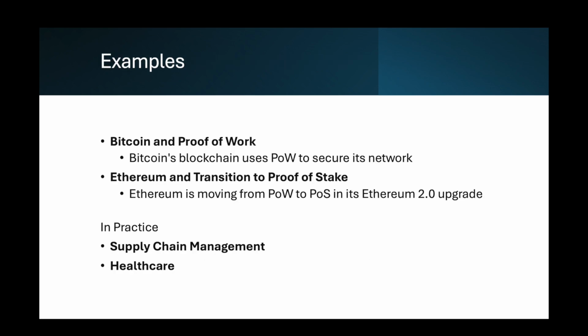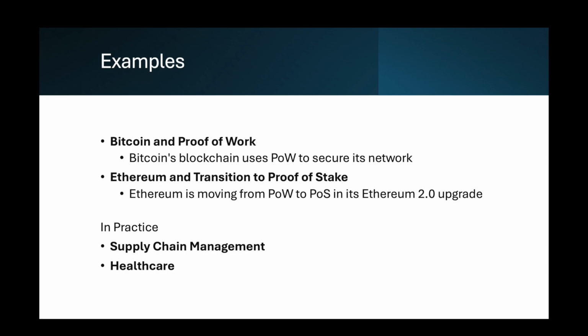Examples. Bitcoin and proof of work. Bitcoin's blockchain uses PoW to secure its network, where miners solve cryptographic puzzles to validate transactions and create new blocks. Ethereum in transition to proof of stake. Ethereum is moving from PoW to PoS in its Ethereum 2.0 upgrade, aiming to become more energy efficient and scalable.